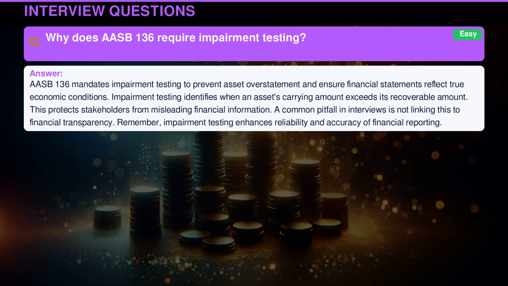AASB 136 mandates impairment testing to prevent asset overstatement and ensure financial statements reflect true economic conditions. Impairment testing identifies when an asset's carrying amount exceeds its recoverable amount. This protects stakeholders from misleading financial information. A common pitfall in interviews is not linking this to financial transparency. Remember, impairment testing enhances reliability and accuracy of financial reporting.